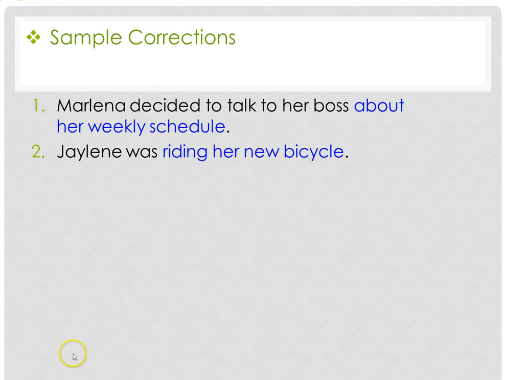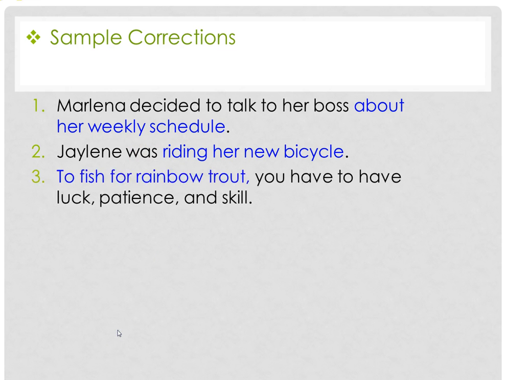Jaylene was riding her bicycle. Again, I added a new subject and a new predicate. Well, to be technical, I added a new subject and then I also added a helping verb so that my verb tense would make sense. For this one, I created a completely new independent clause and placed the phrase at the beginning and separated it with a comma because it's coming before the sentence. So to fish for rainbow trout, comma, you have to have luck, patience, and skill.